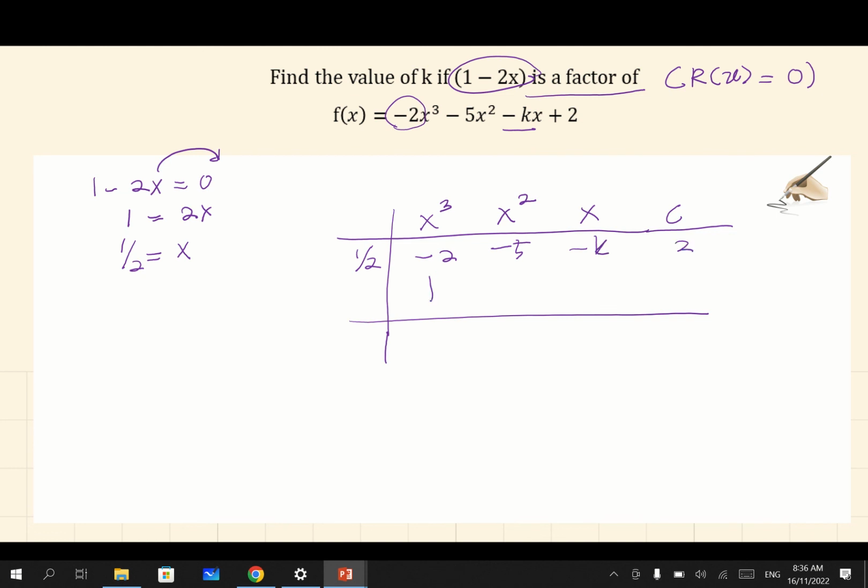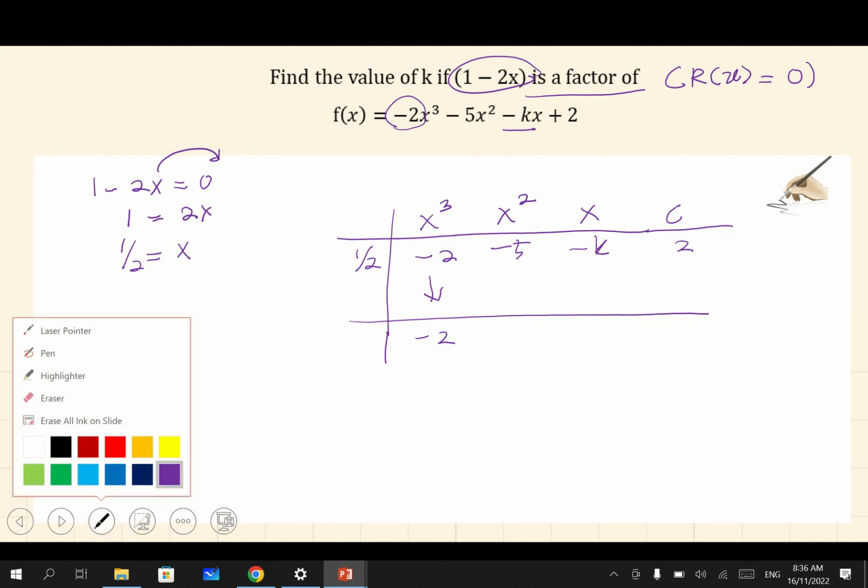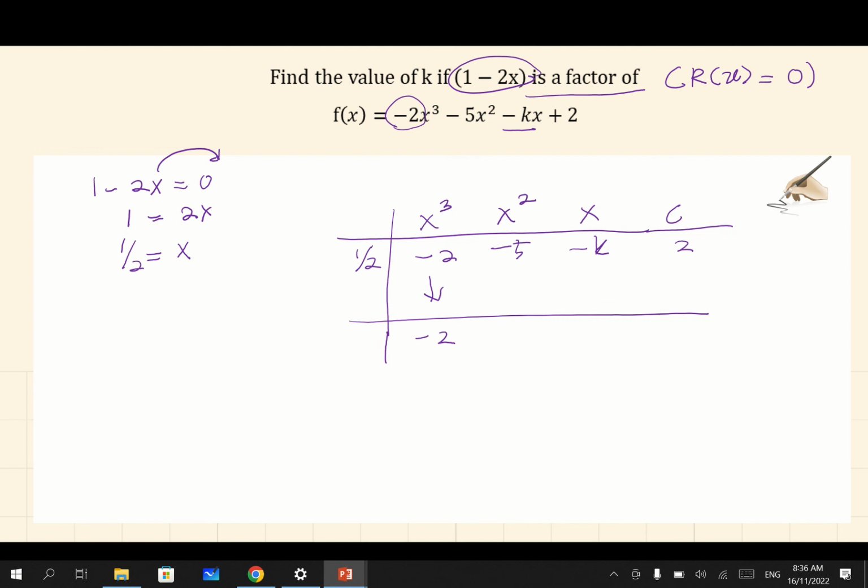Okay. And then first step, you have to bring down the first coefficient, negative 2. And then next, we have to remember that untuk yang tengah-tengah tu, kena operation darab. This one kena operation tambah. Okay. So, negative 2, darab dengan 1 over 2. This one multiply by 1 over 2, you all akan dapat negative 1. Okay, operation tengah-tengah tambah. So, negative 5 tambah negative 1, you all akan dapat negative 6. Okay, next yang atas negative 6 multiply 1 over 2, you all dapat negative 3, sorry.